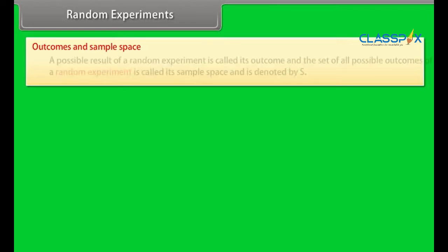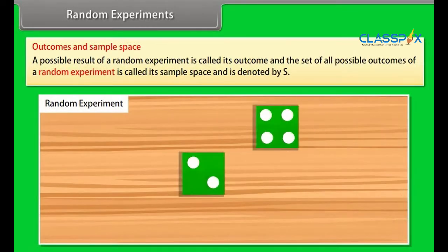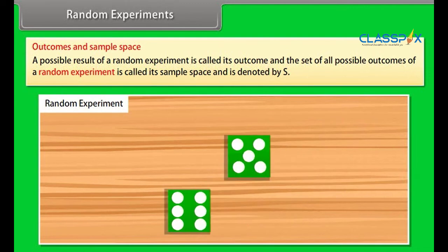Outcomes and sample space. The possible result of a random experiment is called its outcome, and the set of all possible outcomes of a random experiment is called its sample space and is denoted by S. As you see in the animation, the outcome of throwing the dice are different in both cases, so these are called random experiments.